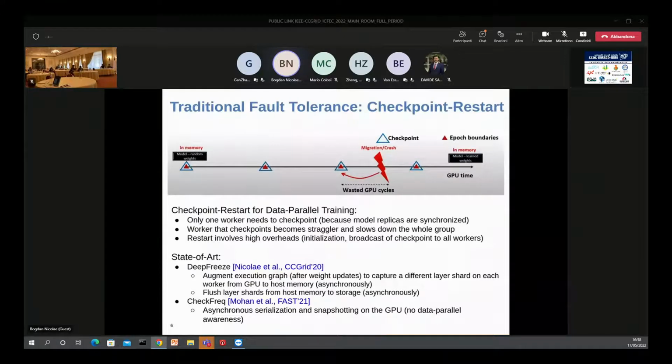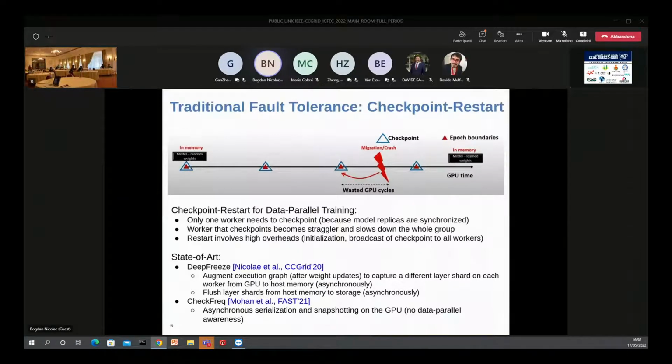So now let's come to the object of this paper, which is how do we provide fault tolerance for data parallel training. So if data parallel training is running at scale and is running for a long time, there is a chance that some of the workers will fail. And so the traditional way of addressing fault tolerance is through checkpoint restart. So we checkpoint periodically, and in the case of data parallel training, since the models are synchronized, only one of the replicas needs to checkpoint.